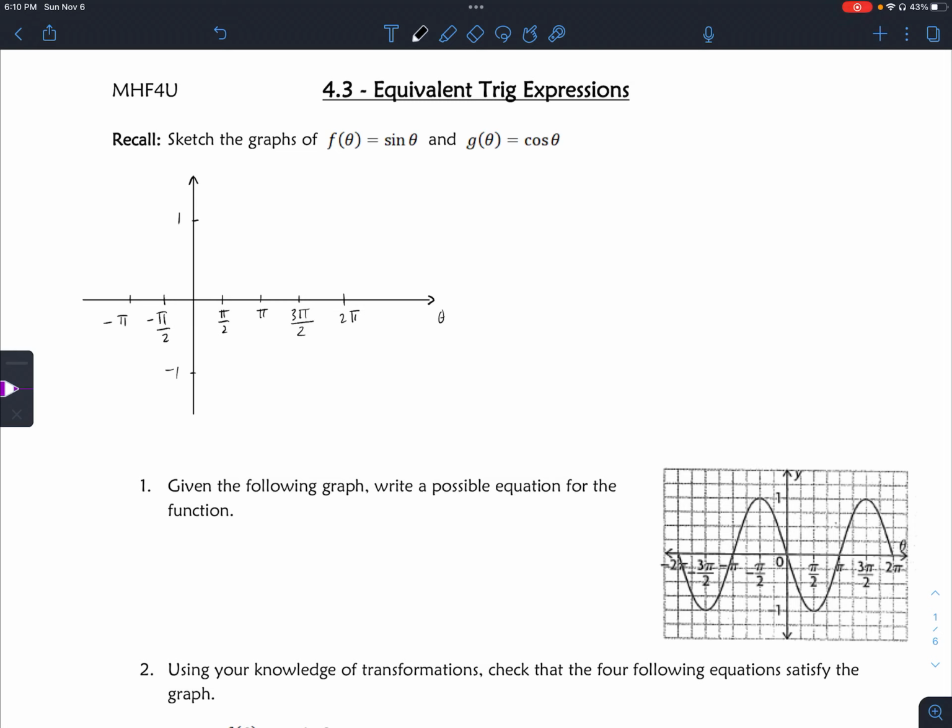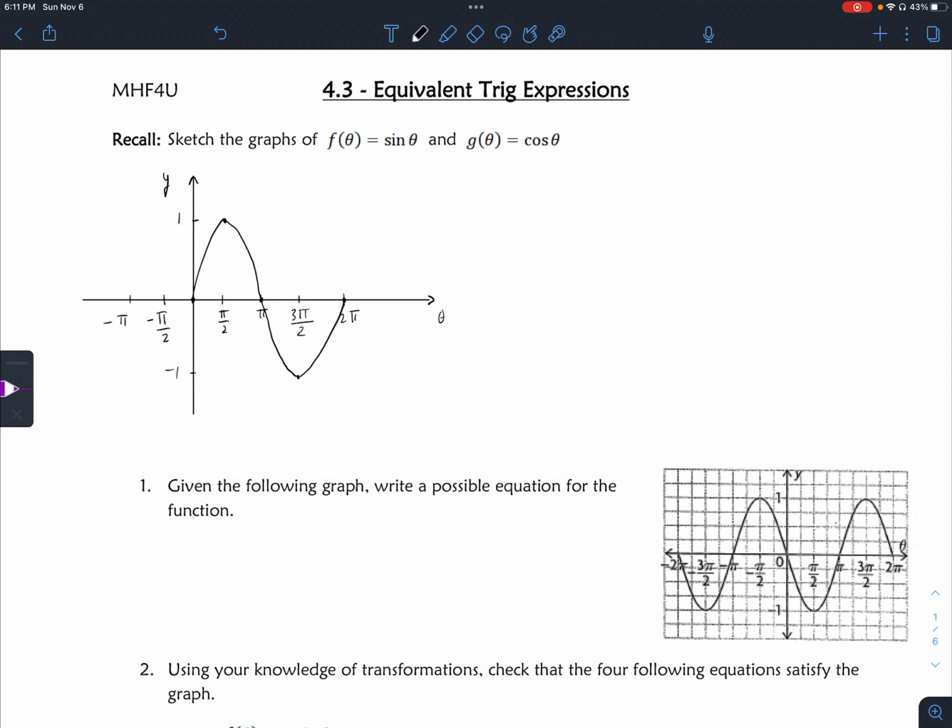So sine starts at 0, 0. So it has a point at 0, 0. It also has a point at pi over 2 and 1, so 90 and 1. It has a point at pi and 0, a point at 3 pi over 2 and negative 1, and then a point at 2 pi. Okay, and so that's what one cycle of sine theta looks like, plotted in radians.